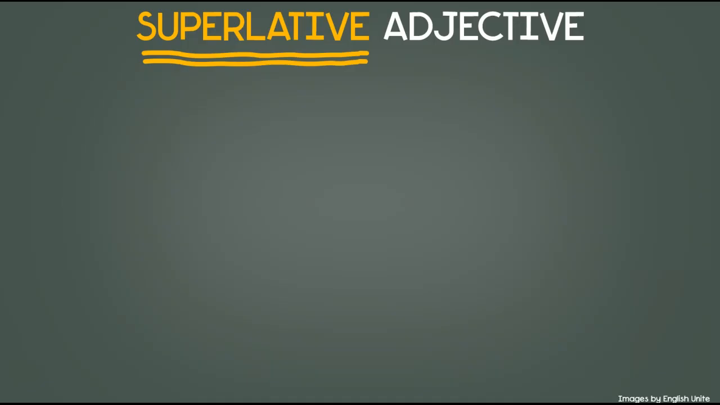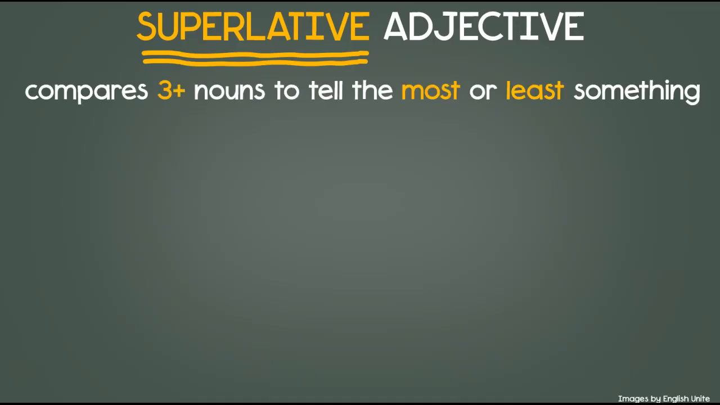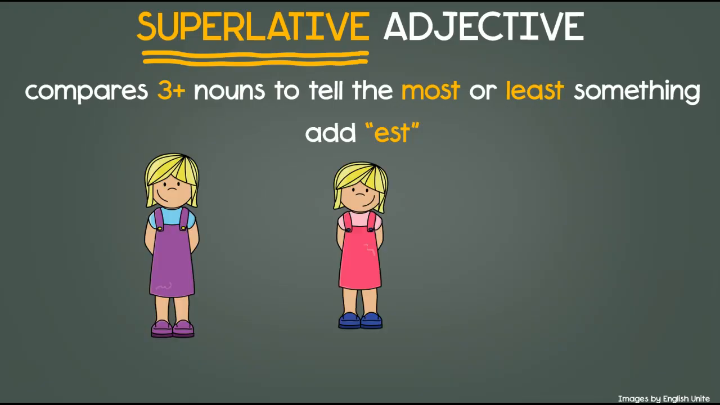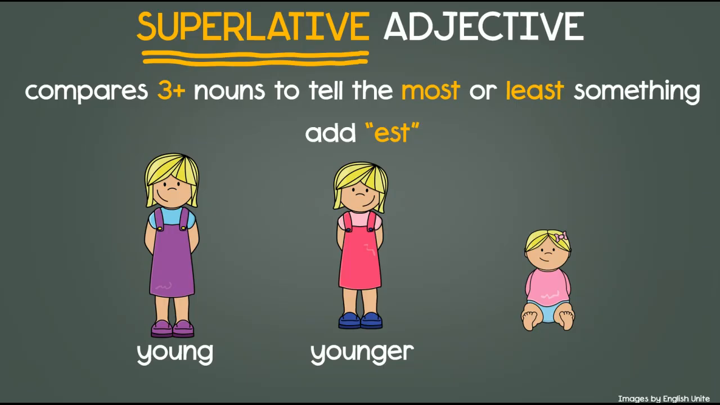A superlative adjective compares three or more nouns to tell the most or least something. We usually add "est" to the end of the adjective to make it a superlative. For example, if there are three young girls, we could compare them all by saying, this girl is young, this girl is even younger, and this girl is the youngest. So youngest is the superlative form of young.